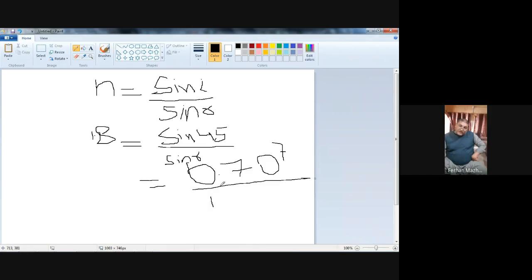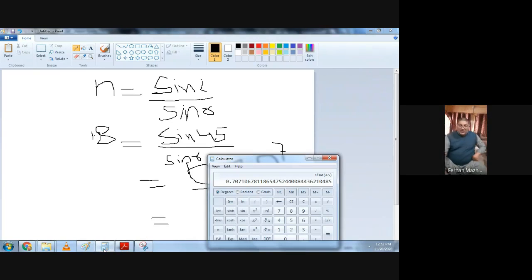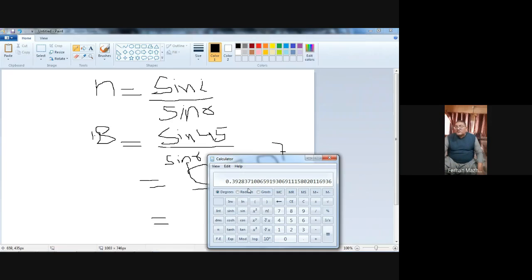Very difficult to write here. I don't have that. 8. Okay. I will enter this value on the calculator and let's see. So I will divide it with 1.8. So that is 0.39. Then I will take its sine inverse. So the answer is 23 degree. So the angle of refraction will be 23 degree.